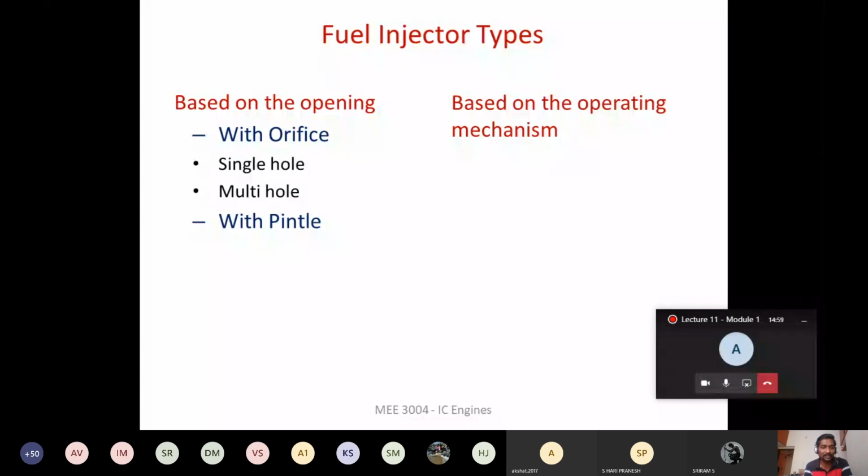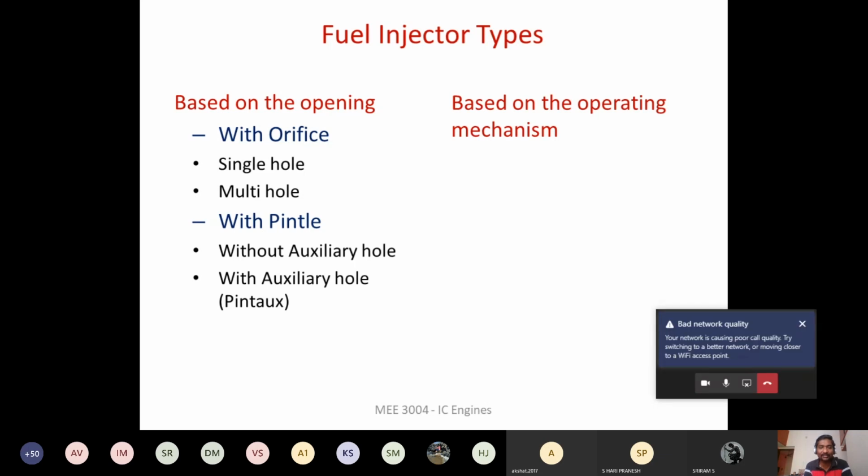In the case of a pintle, you can have a hole at the center and a pintle, so at the annular space, the space between the needle and the opening, fuel can issue through. Or the other possibility is that you will have one separate hole, which we call an auxiliary hole. So in the case of a nozzle with pintle, you can have either an auxiliary hole or not. Both are possible. Now let us say a pintle is there and an auxiliary hole is there. That type of injector we call a Pintaux injector. So a Pintaux injector is nothing but one which has a pintle and an auxiliary hole.